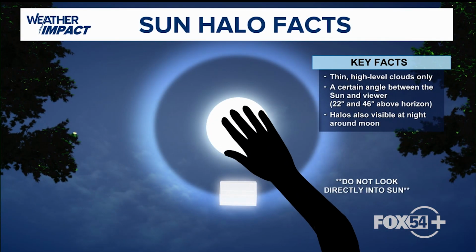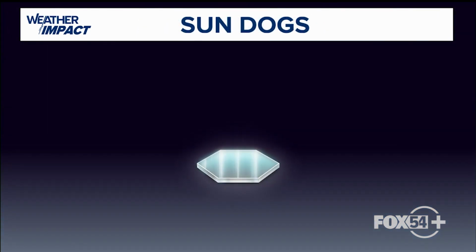So here's the key factors within that. You have thin, high-level clouds only, a certain angle between the sun and you, so that's going to be about 22 and 46 degrees above the horizon. Halos are also visible at night around the moon, believe it or not.